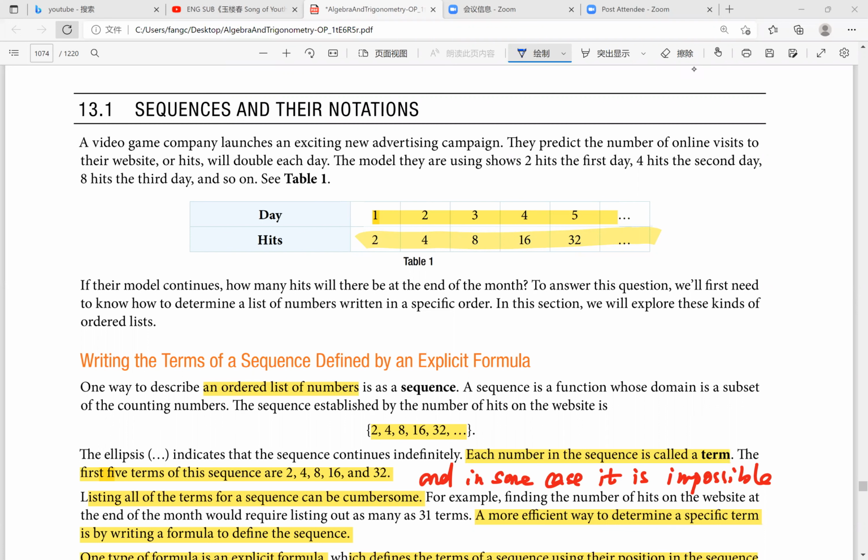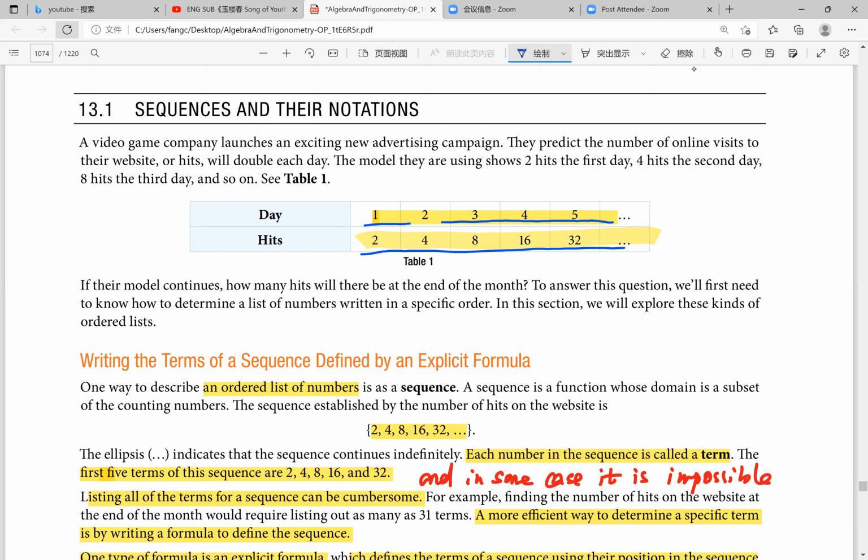For example, the first line, 1, 2, 3, 4, 5. This is an ordered list of numbers. We call it a sequence. And the second line is also an ordered list of numbers. We also call it a sequence.